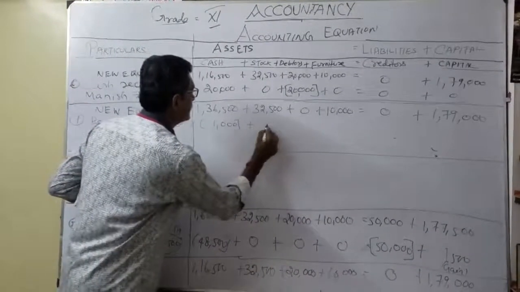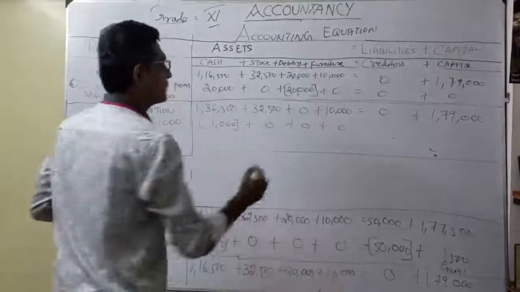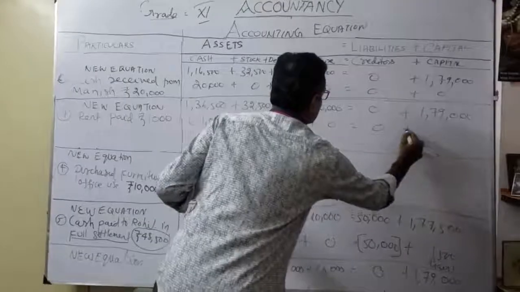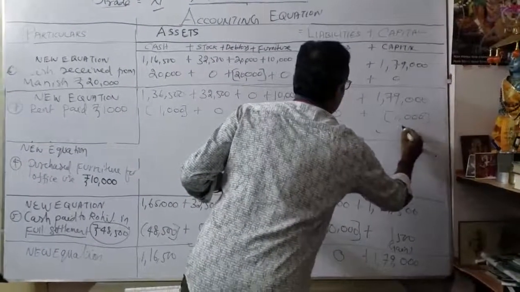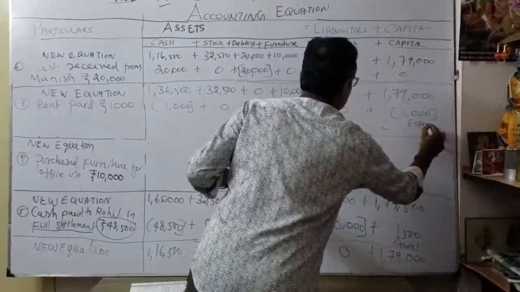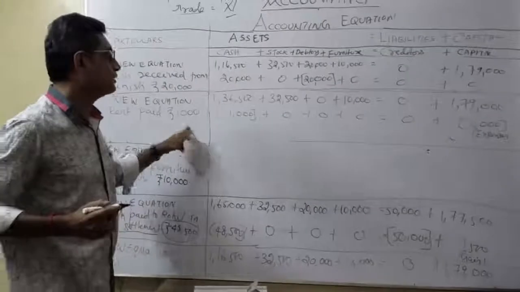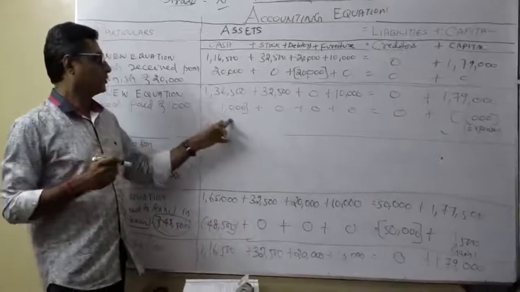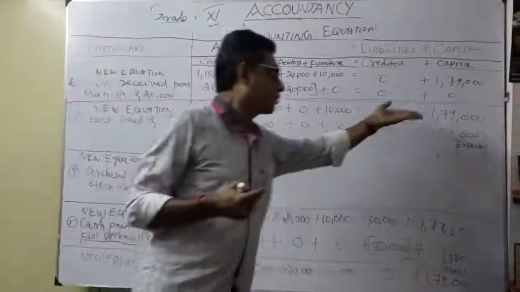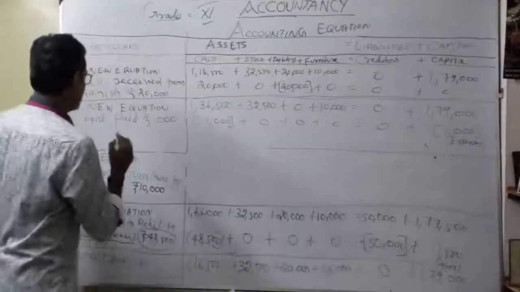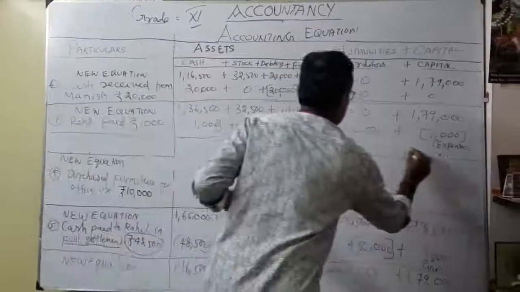Similarly 0 plus 0 plus 0. The other effect I am going to show is that my capital will be reducing. So I show here 1,000. It is like an expense. Understood? So my rent paid 1,000, my cash reduced, shown within the bracket. In the equation, 1,000 reduced here, and my capital also reduced by 1,000. So what's the new equation now?